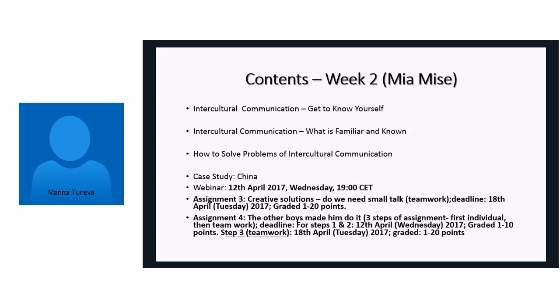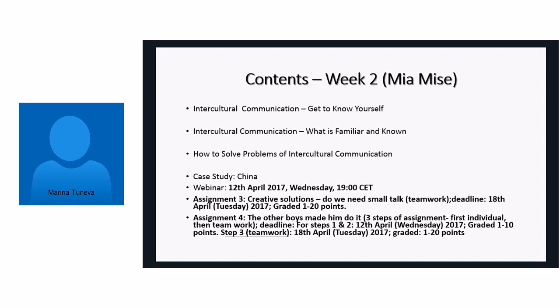We will have two assignments in week two, and with both assignments, I would like you to use the knowledge from week one about the cultural dimensions, but also be practical and creative and really share your own knowledge, because these are exercises where you can help each other and share knowledge about your culture, about how you see the world. And I hope you will learn a lot from this.